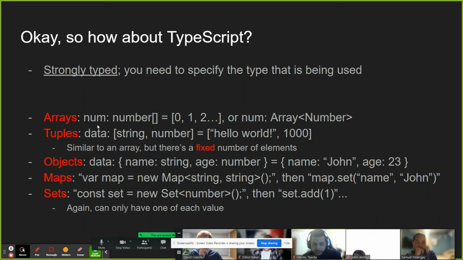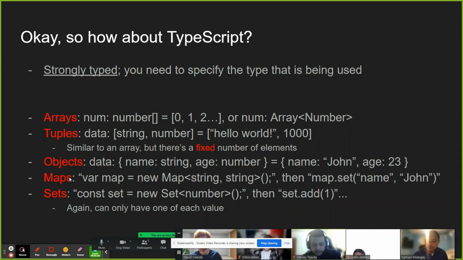Objects, on the other hand, are very much in the same style. They have to be strongly typed. Notice we have this data is equal to, and this is the type right here. The first name property has to be a string, and age has to be a number. So when we go to set this, name has to be a string, and age has to be a number right here.